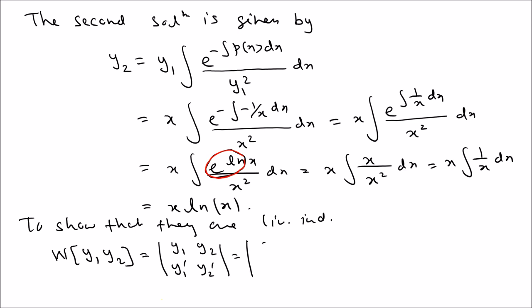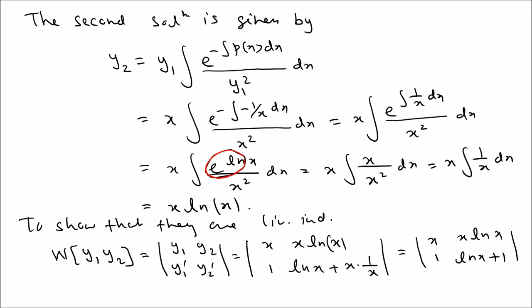So let's plug in here and see what happens. This is x, and the derivative of x is 1. We have x ln x, whose derivative, using the product rule, is ln x plus x times 1 over x. Let's simplify. When you multiply through, you get x ln x plus x minus x ln x. You can see these two cancel, so you get x, which is not equal to 0, since x can be anything other than 0. So they are linearly independent.